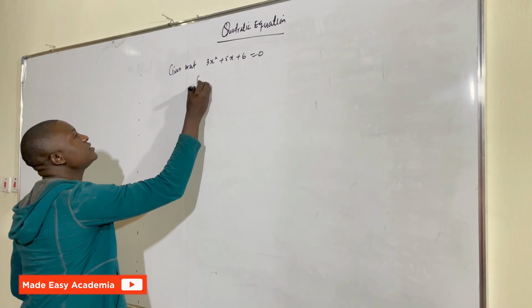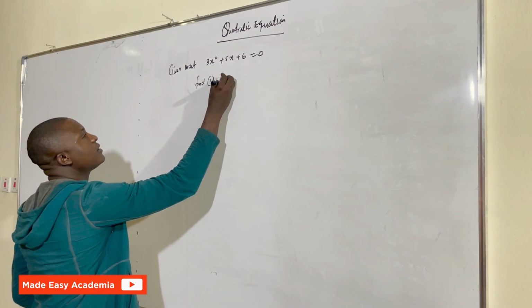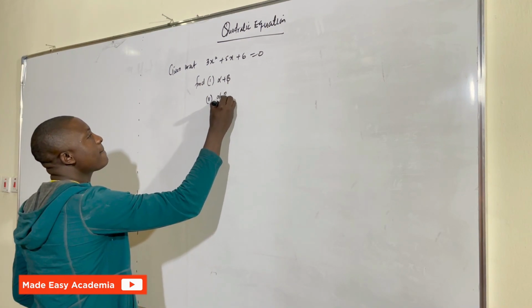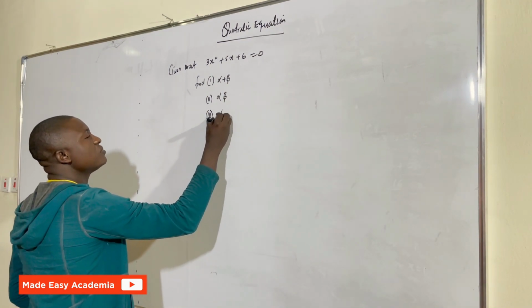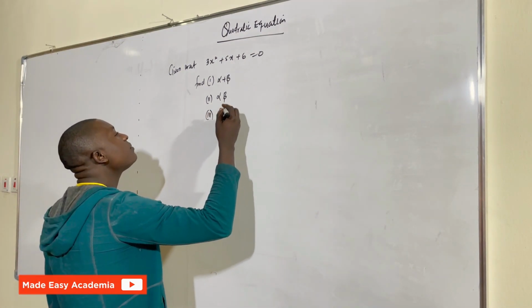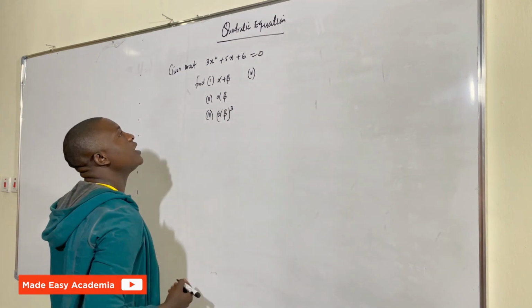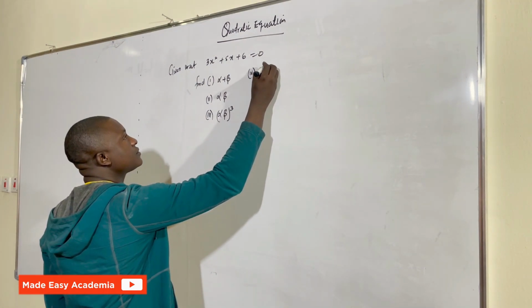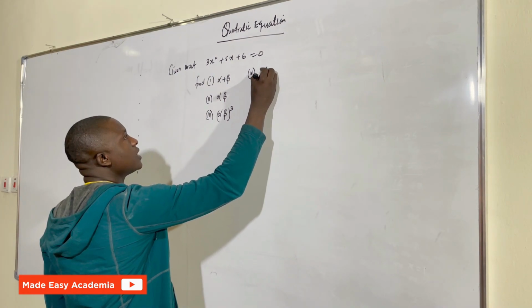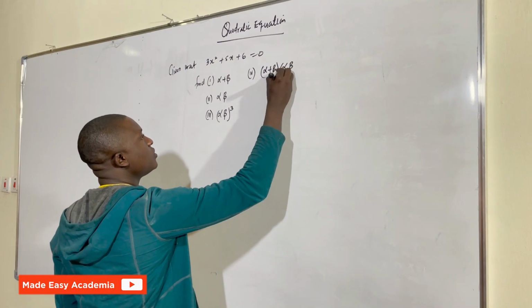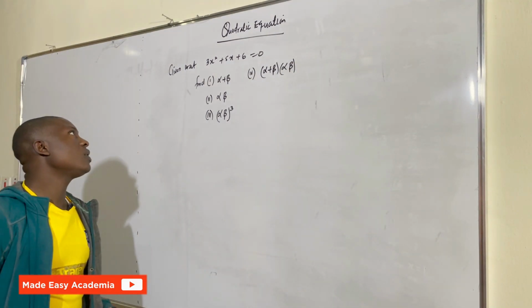They said find, from figure 1, alpha plus beta; from figure 2, alpha beta; from figure 3, alpha plus beta cube. Let's just complicate the issue. Anyhow they put it, it's still simple and straightforward. Let's say we have to find all this: alpha plus beta and alpha beta. So how are we going to go about that?